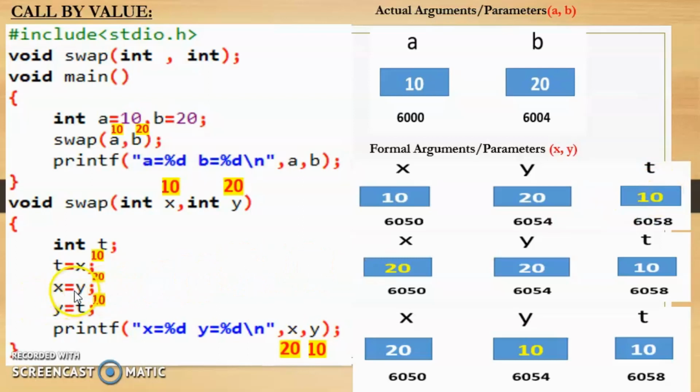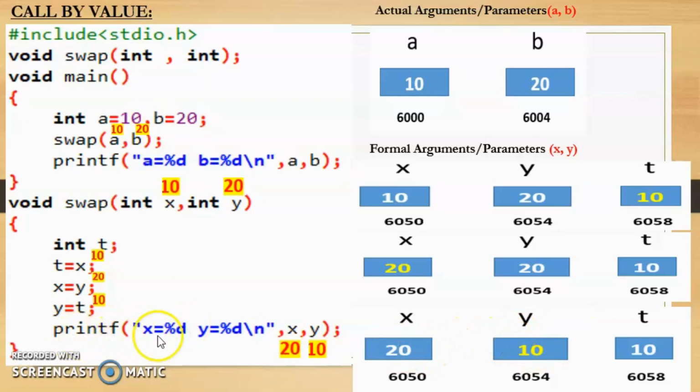Then we will assign the value of y to this variable x. Y value was 20. So after this statement, this 20 will be assigned to variable x. Then we will assign the value of t to variable y. The value of t was 10. So 10 will be assigned to this variable y. So after this statement, x value will be 20 and y value will be 10. Initially x was 10 and y was 20. So after this statement, we can see that the values have been interchanged or swapped.